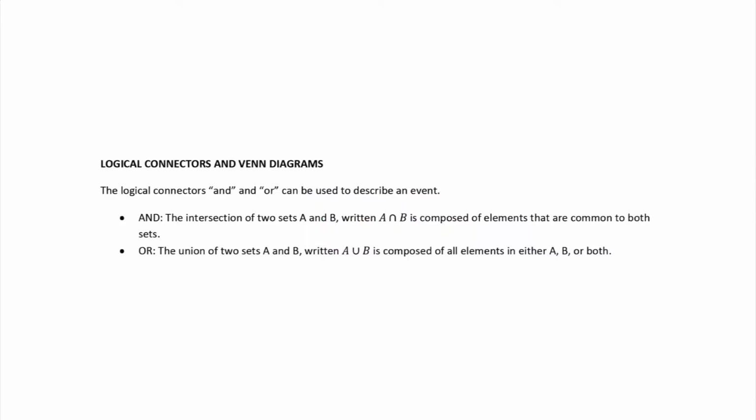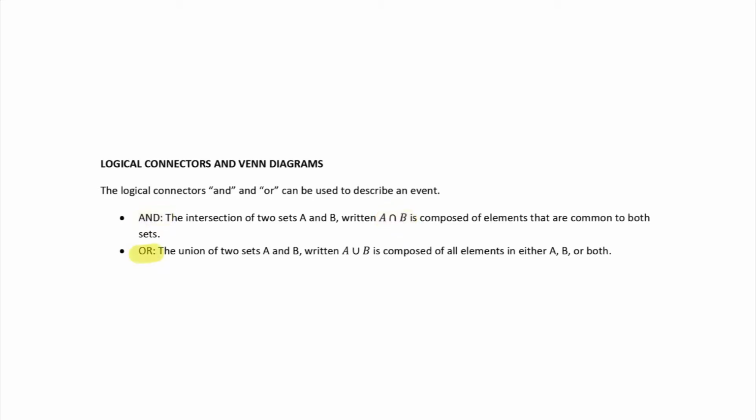Logical connectors and Venn diagrams. The logical connectors "and" and "or" can be used to describe an event. And means the intersection of two sets, written as A intersection B, is composed of elements that are common to both sets. So something is in both set A and in set B.